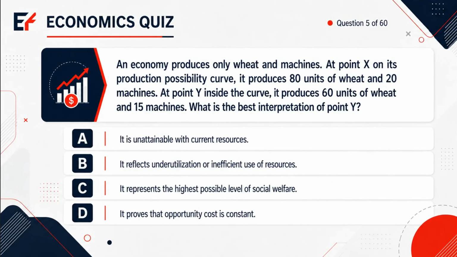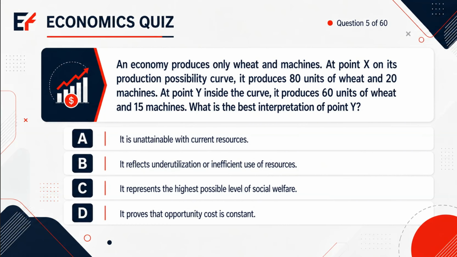Question 5. An economy produces only wheat and machines. At point X on its production possibility curve, it produces 80 units of wheat and 20 machines. At point Y inside the curve, it produces 60 units of wheat and 15 machines. What is the best interpretation of point Y?